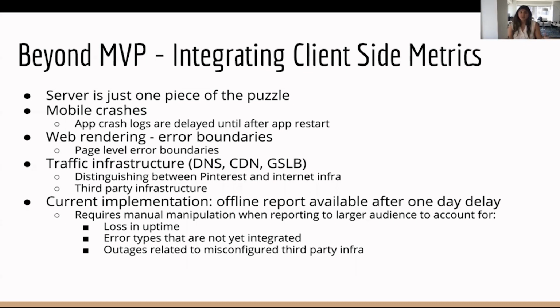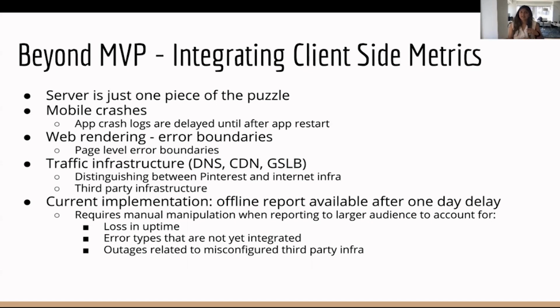Traffic infrastructure is another very interesting thing. Really, tracking anything outside of our ingress, we have a lot less visibility into. Pinterest doesn't have in-house traffic infra or DNS, CDN, GSLB. These are third-party infra that we use. And when we're calculating user uptime, we really only want to count failed experiences where Pinterest is at fault. However, for these third-party infras that Pinterest is then configuring, it can be difficult to distinguish between the two, because our CDN might be having an outage that might be due to the CDN itself, or it might be due to the fact that we misconfigured it.